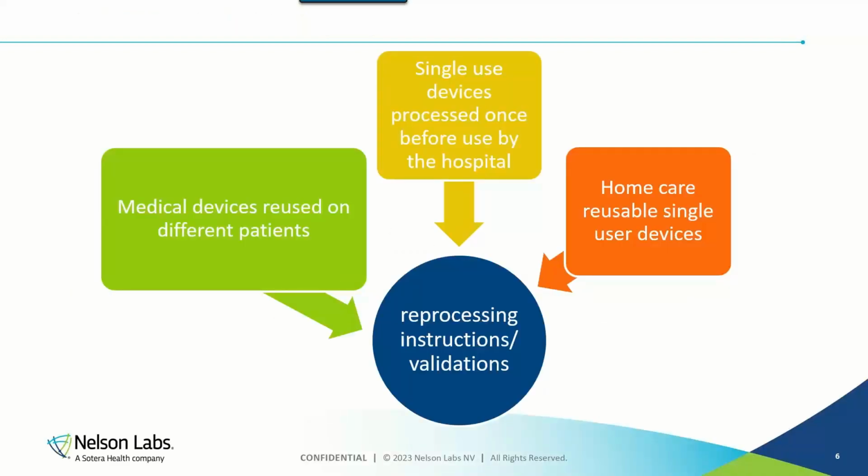Now, there are three main categories of devices that need these processing instructions and therefore also these validations. The biggest category is the products that we mostly think of when we think of reusable medical devices. So these are your surgical tools or endoscopes or dentistry tools. So any kind of reusable medical device.